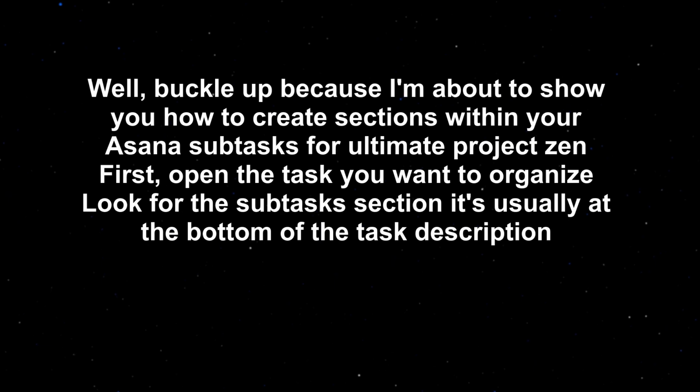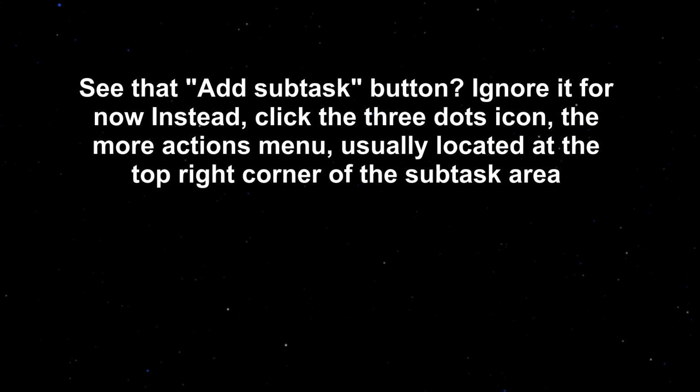Look for the Subtasks section. It's usually at the bottom of the task description. See that Add Subtasks button? Ignore it for now. Instead, click the three dots icon, the More Actions menu, usually located at the top right corner of the subtask area.